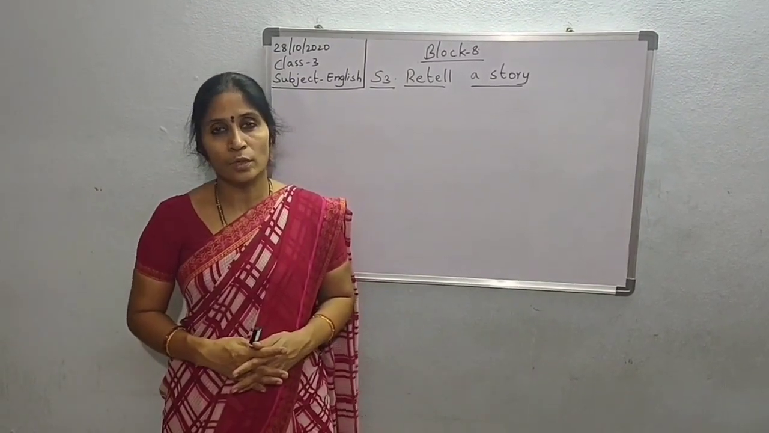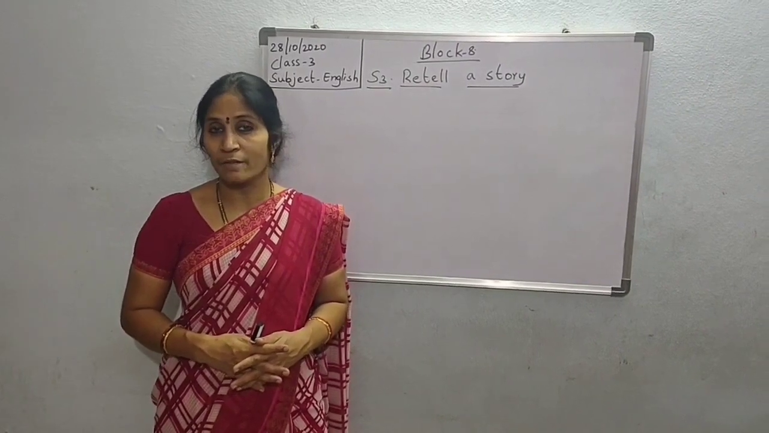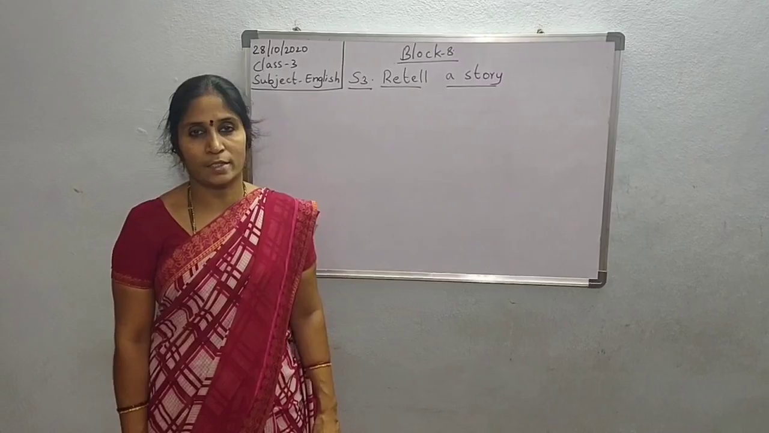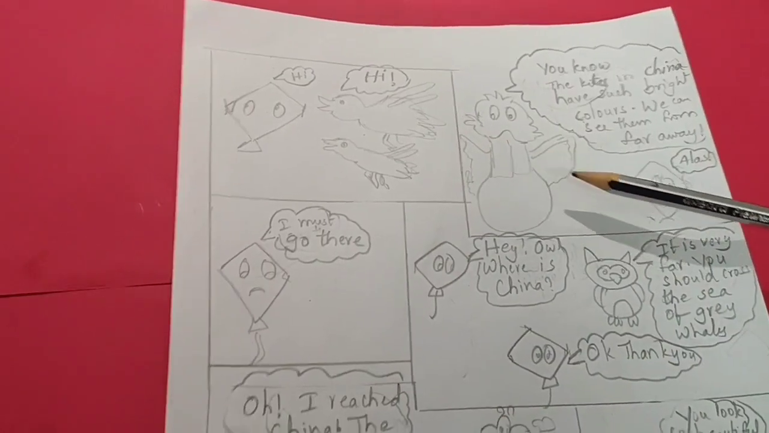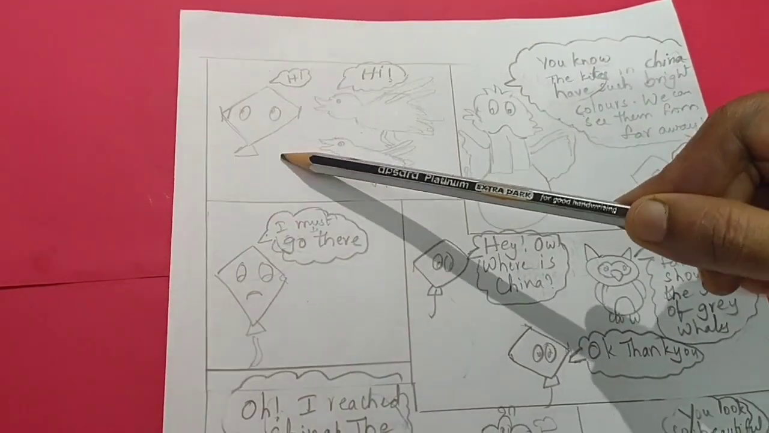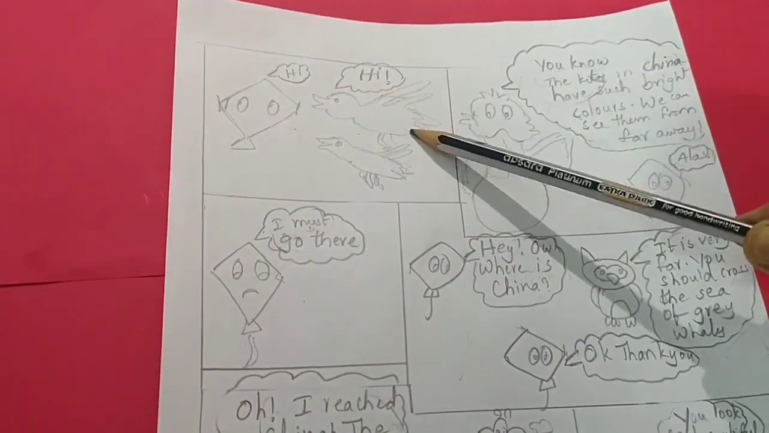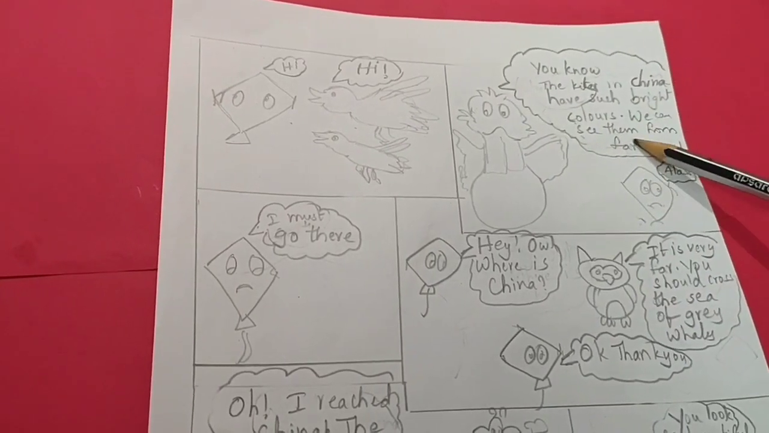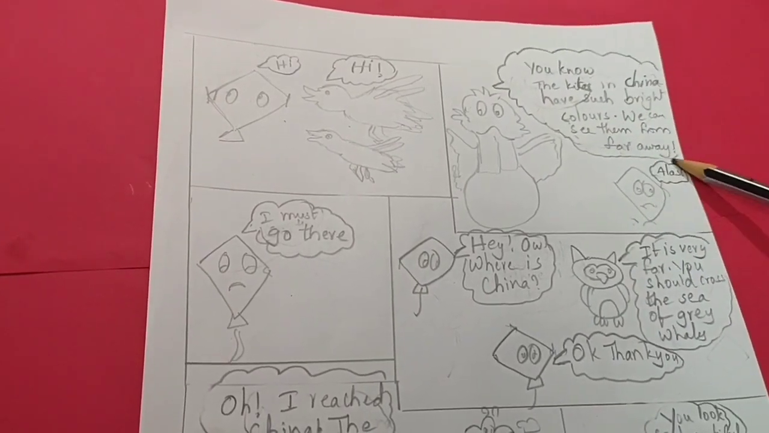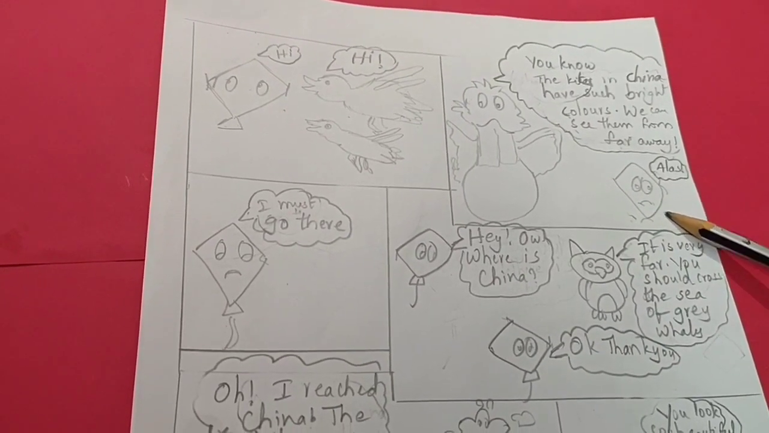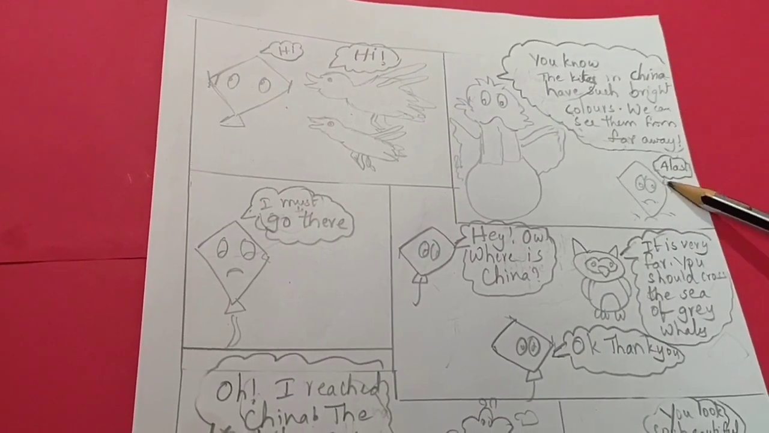Do you remember the story, The Blue Kite, which we have read? Now I will show you the comic strip of the story, The Blue Kite. See, this is the comic strip. Here, the blue kite is there. They know the kites in China have such bright colors. We can see them from far away. We can see the blue kite's face, children. It is very sad. So by seeing the pictures also, we can understand.